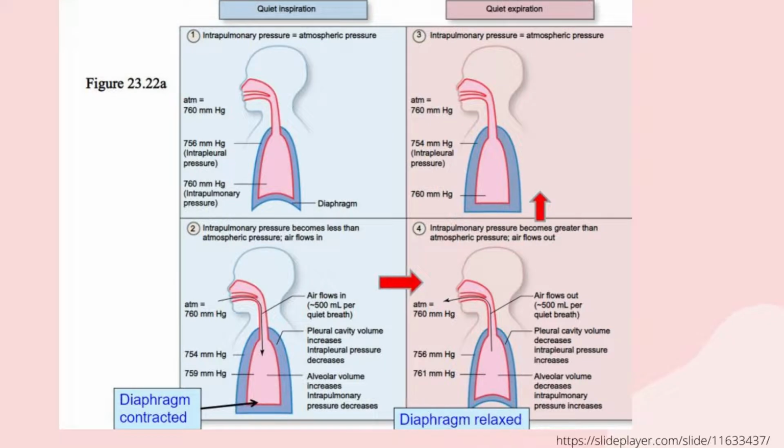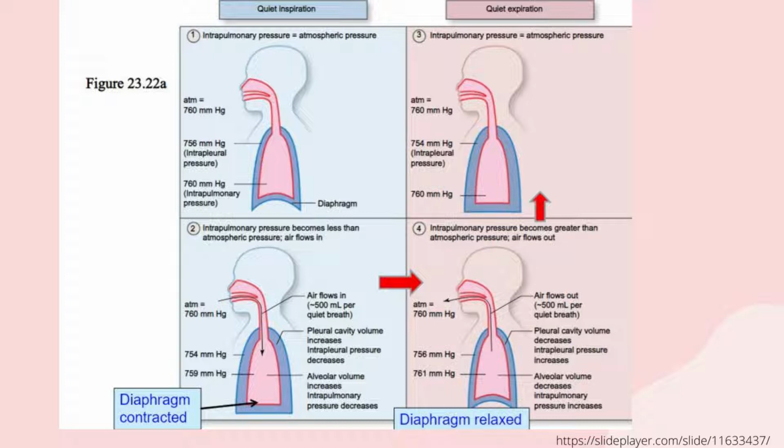So now we want to breathe in. We're going to move to phase 2 just below. If you recall from the information given a minute ago, during inhalation, intrapulmonary pressure decreases and becomes less than atmospheric pressure, and this pressure difference causes air to flow in.